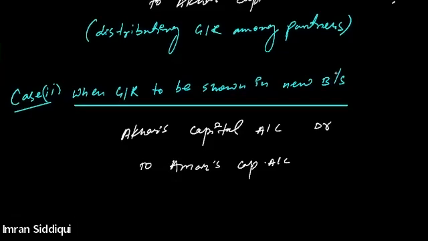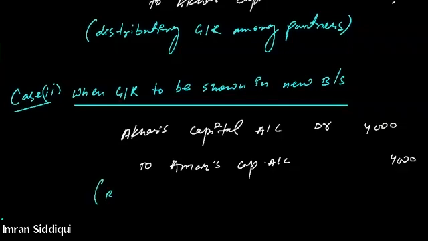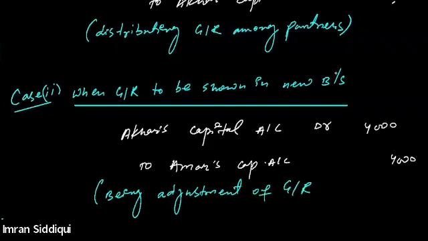And the value is, first of all, 60,000, and Akhar's gaining ratio is 1 by 15, right? So Akhar's account will be debited by 4,000, and Amar's account will be credited by 4,000. And we'll write down the narration as: being adjustment of general reserve between partners.